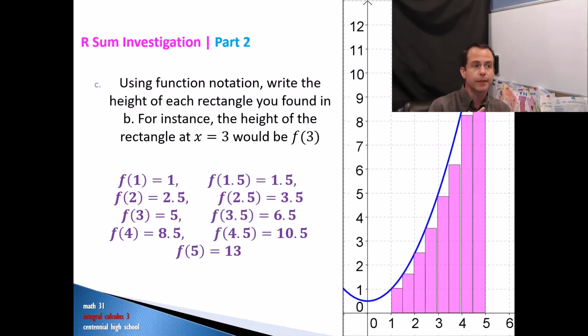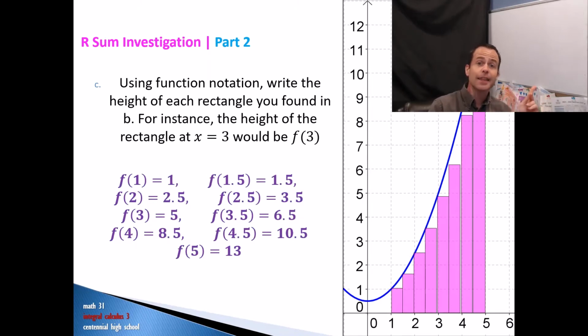So for every one of these, I have a rectangle where I know the base length and I know the height. For my first rectangle, my base length is going to be a half, and the height is going to be whatever f of 1 was, which was 1. For the second one, my base length is a half, and my height is whatever f of 2 is, which is 2.5. If I want to add up all the areas of these rectangles, it's going to be 1/2 times f of 1 plus 1/2 times f of 2 plus 1/2 times f of 3, and so on and so on.